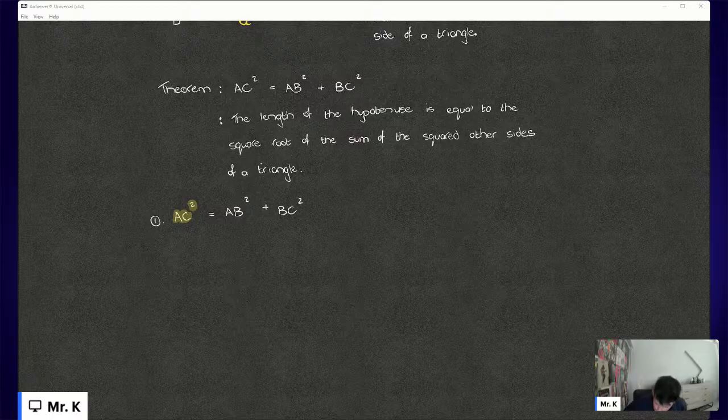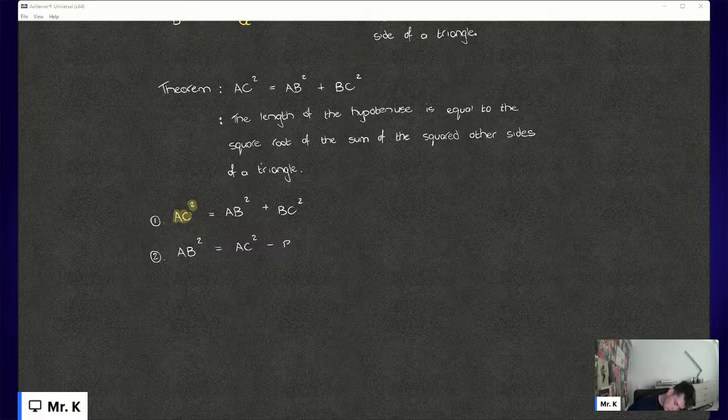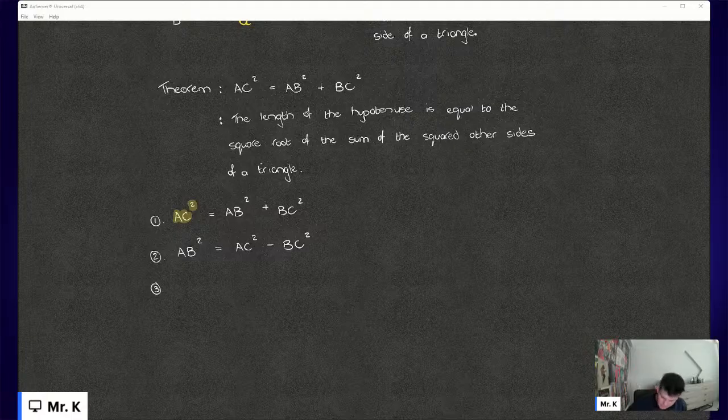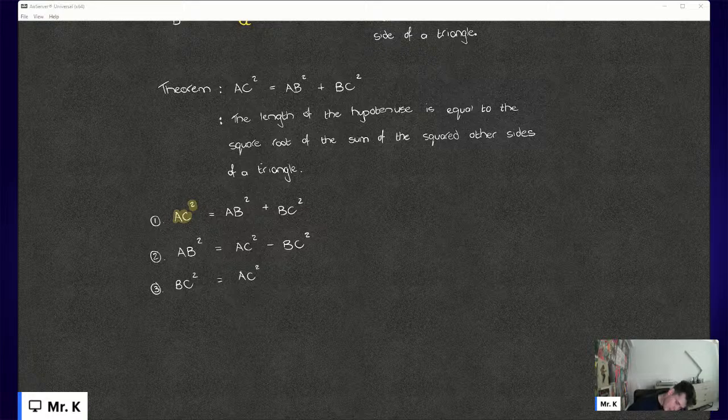So variation number 2 is that AB squared is equal to AC squared minus BC squared. And finally, BC squared is equal to AC squared minus AB squared.